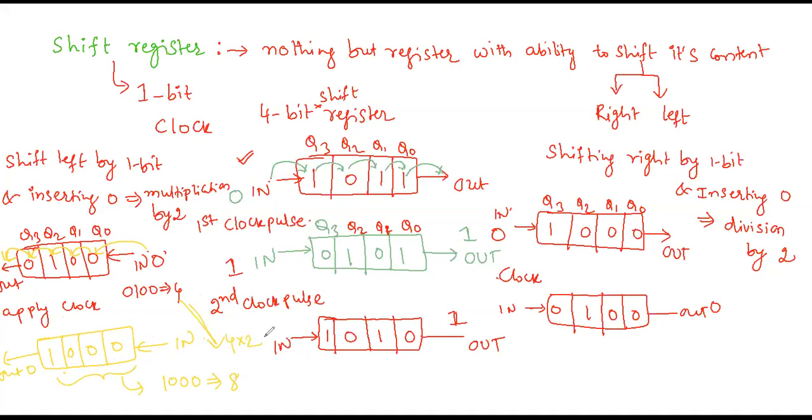So shifting right by 1 bit and inserting 0 is equal to division by 2, and shifting left by 1 bit and inserting 0 is equal to multiplication by 2 of the register content.